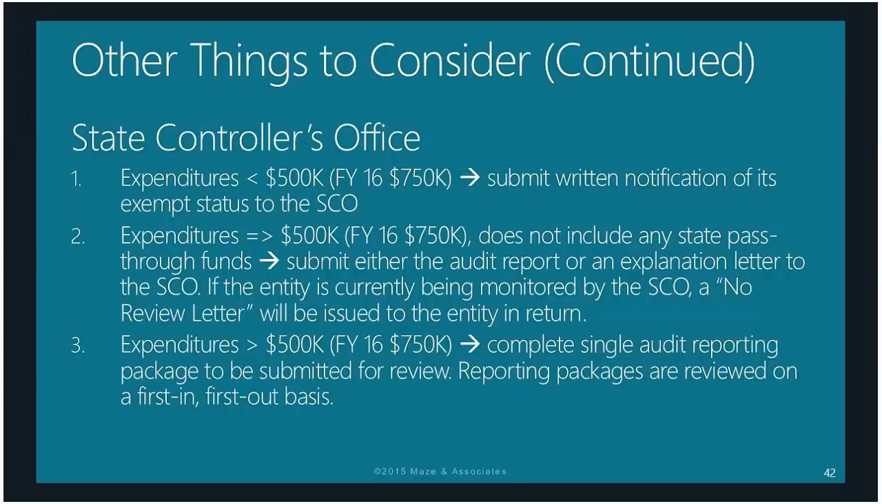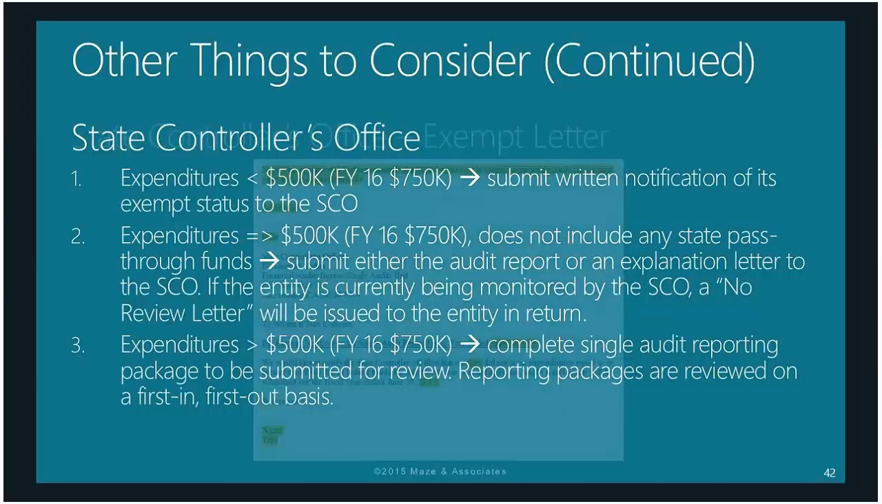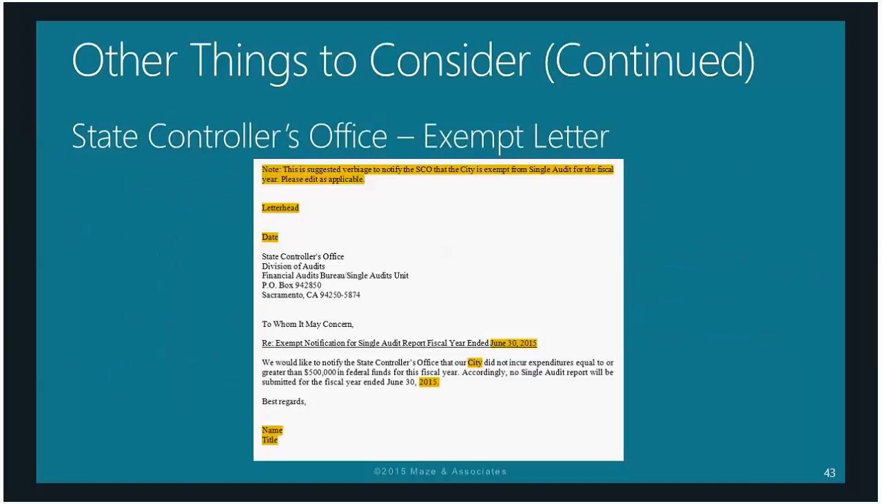So you may ask what is needed in this reporting package. There are 3 parts to it. The first part being 1, your single audit report, 2, your financial report, and then 3, your management letter. So I talked about providing an exempt letter for those that have expended less than the threshold amount, and this is what we have as an example that we provide to our clients.